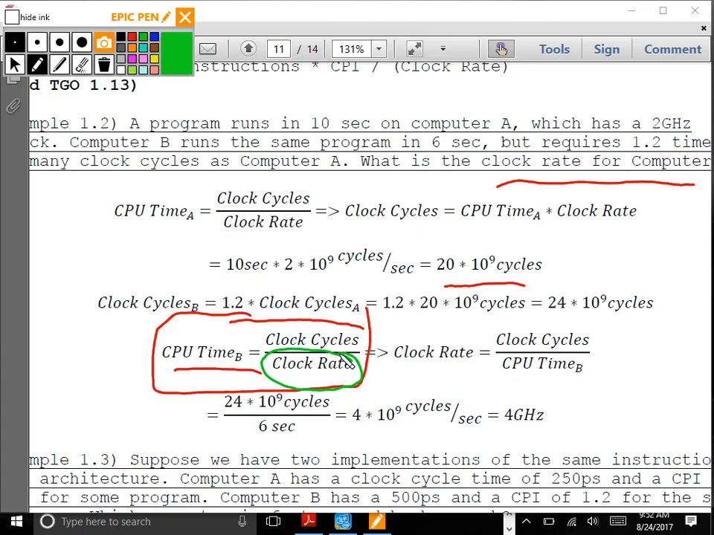We know the amount of time it takes. So we've derived that it's 24 times 10 to the 9 cycles. We know from the problem that it's 6 seconds. So it's going to be 24 times 10 to the 9 divided by 6, which is going to be 4 times 10 to the 9 cycles per second, which just becomes 4 gigahertz. Does that make sense?